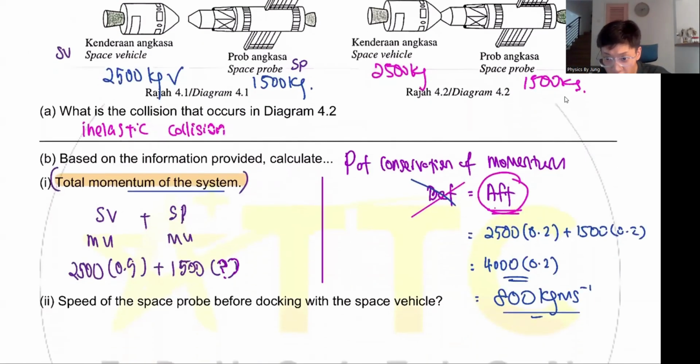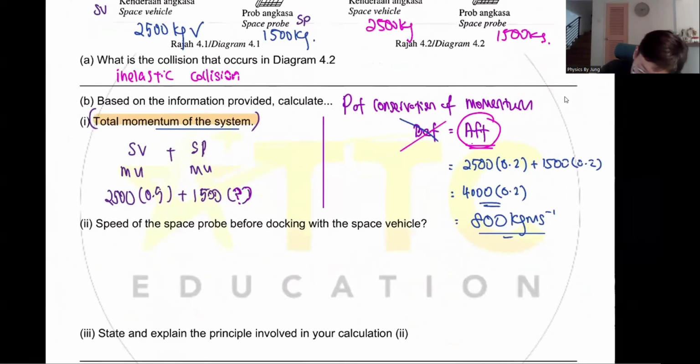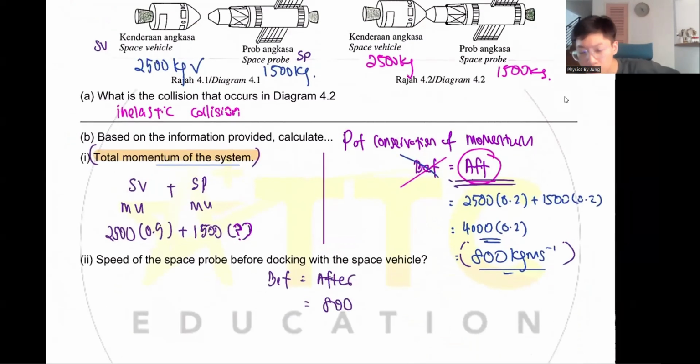How to find the before velocity? We are going to use the same strategy again. My before momentum equals my after momentum, right? My after momentum, I calculated to be 800 already. So guys, what I'm trying to tell you is, even though you can memorize formulas, sometimes the question will push you. You cannot directly use the formula. Sometimes just substituting into a formula will not get the answer. They want to test whether you know the principle of conservation of momentum, before equals after.